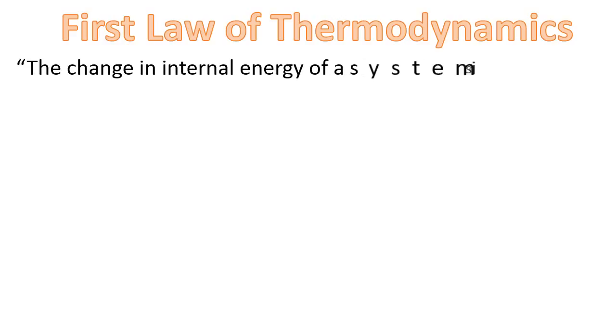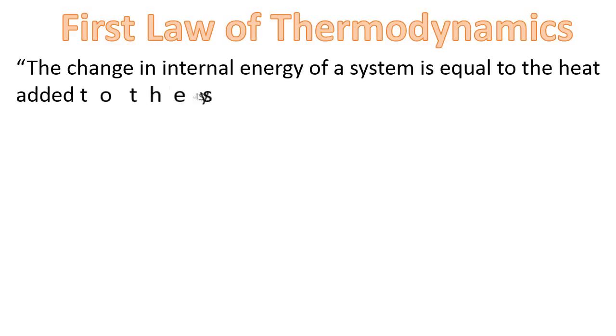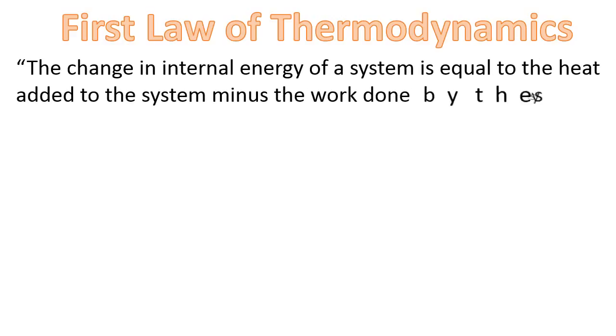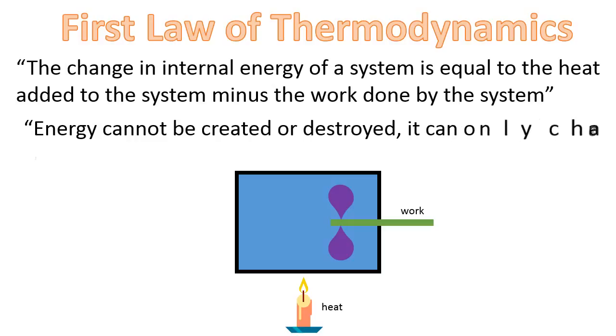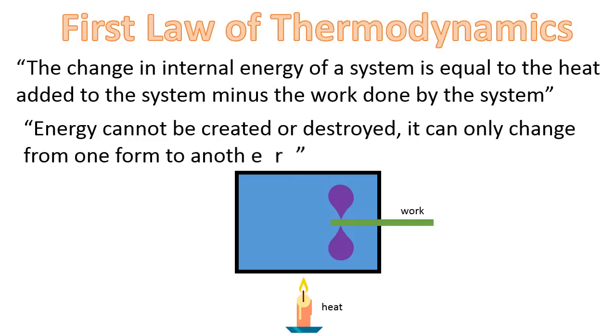The first law of thermodynamics establishes that the change in internal energy of a system is equal to the heat added to the system minus the work done by the system. This is an application from the conservation of energy principle, which states that energy cannot be created or destroyed. It can only change from one form to another. We will go into more detail of this law later.